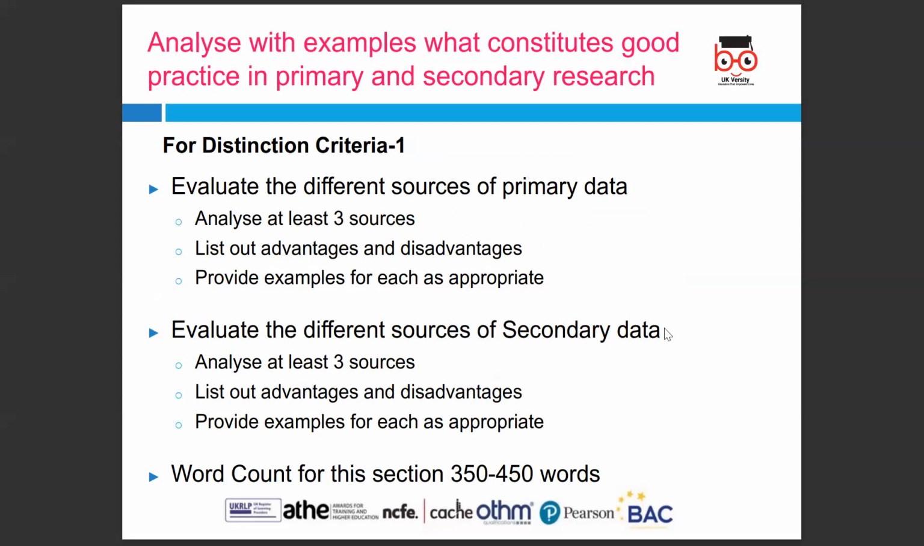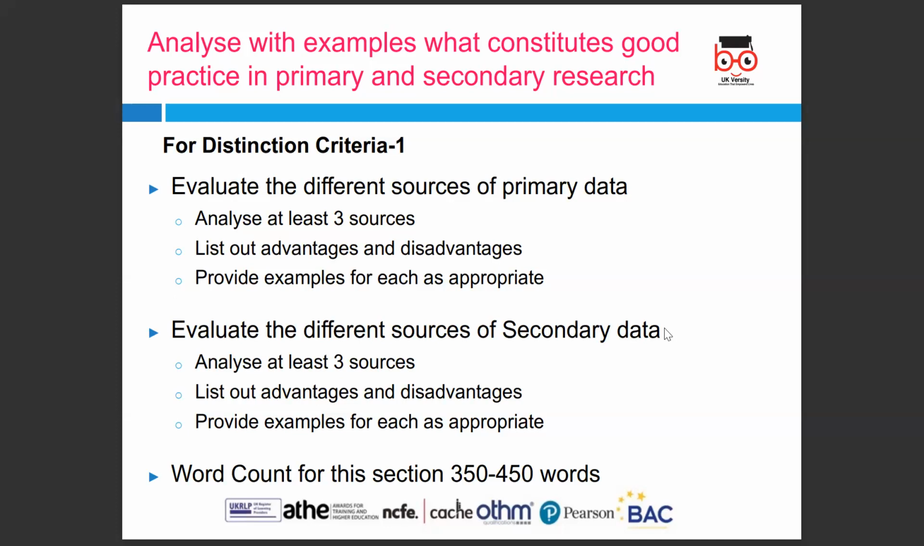To analyze with examples what constitutes good practice in primary and secondary research, for a distinction criteria you would have to look at evaluating the different sources of primary and secondary data. You would look at analysing at least 3 sources of primary data, list out advantages and disadvantages of those 3 data sources, and provide examples for each as appropriate. So you need to identify examples in regards to any of the 3 sources for primary data, and this is the extension activity to get a distinction for criteria 1.